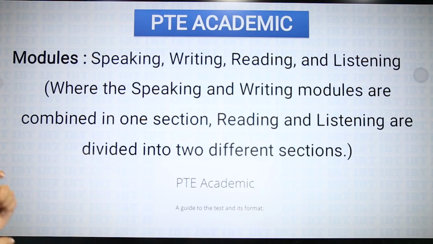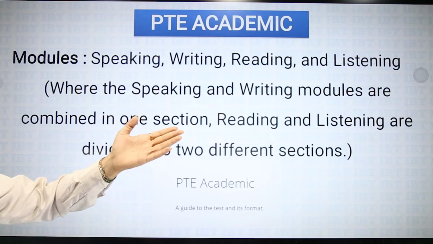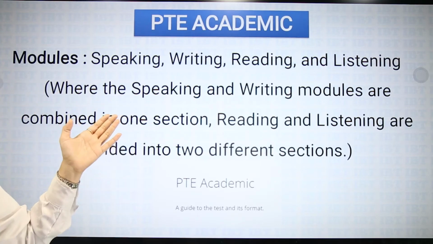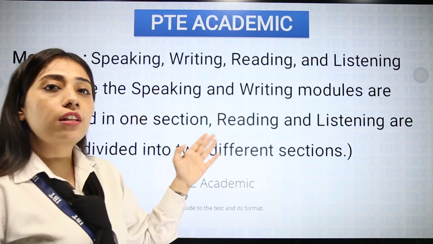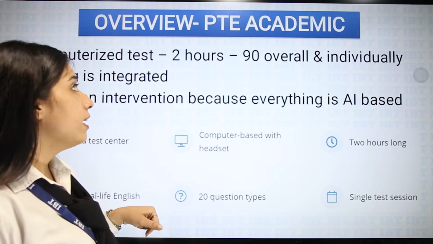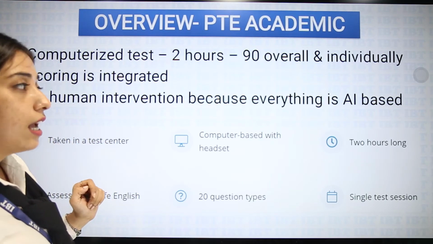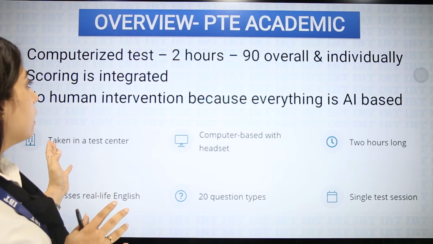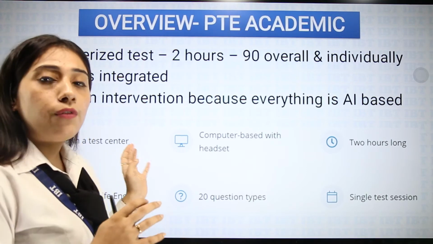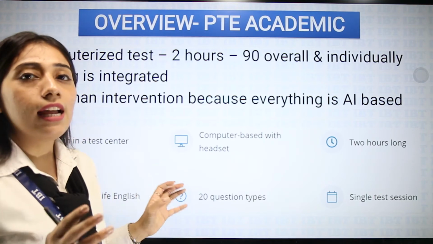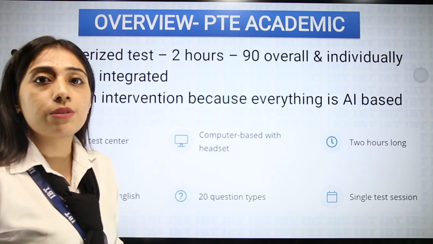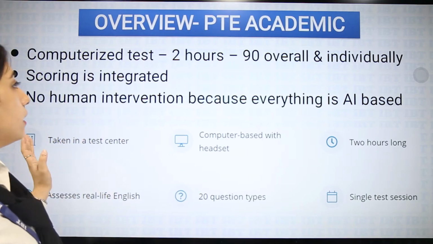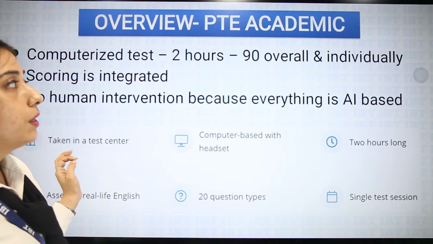So what basically PTE Academic is, like we discussed, it has 4 modules: speaking, writing, reading and listening, where speaking and writing modules are considered to be one section, followed by reading and listening, which are 2 other different sections in PTE. Now these are the things which you have to take care of before initiating your practice. These are ideally the main points which should be considered and you should be aware of while attempting the test. For this test you will be given a center.